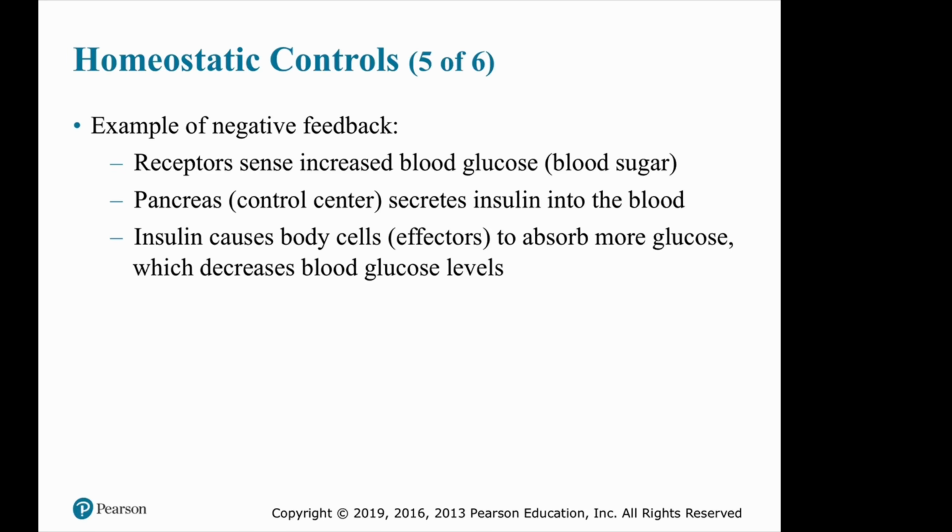So, an example of negative feedback showing how the three parts are involved. The receptors will sense increased blood glucose levels. Blood glucose is blood sugar. The pancreas is the control center, which will secrete insulin, a hormone, into the blood, and insulin will cause body cells, which are the effectors, to absorb more glucose, which decreases blood glucose levels.